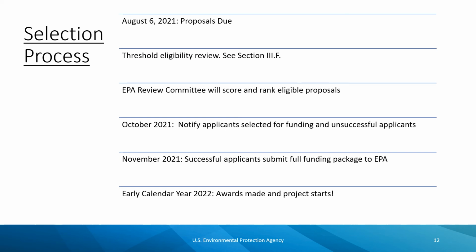Then the EPA review committees will score and rank all eligible proposals. EPA will then notify applicants that were selected sometime around October of 2021. Unsuccessful applicants will also be notified at that time. Then applicants are expected to submit a full funding package to EPA's GMD office in November of 2021. After internal review, it will be submitted to the regional office for additional review and then the final award. Grant awards are expected early in calendar year 2022, and then after that, projects may begin.